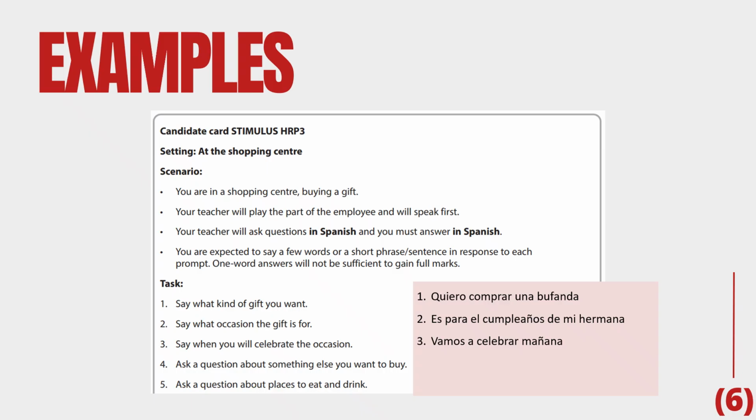Ask a question about something else you want to buy. ¿Tienes una falda azul? So really, you could go for anything there. Tienes is an important word. Here, it means do you have? And then you can put anything after it.